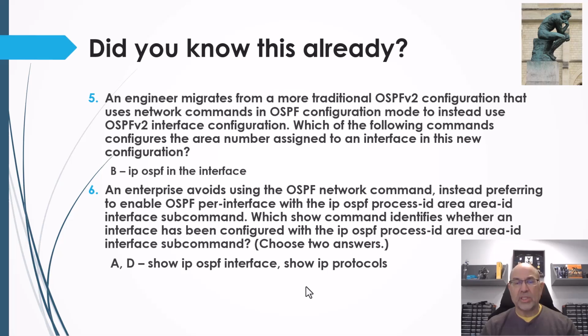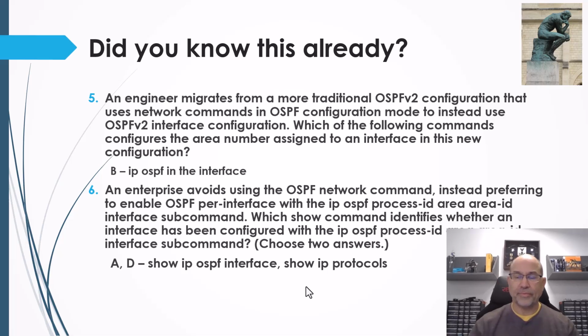Question number 6 is similar, right? We're going away from the OSPF network command, and we're going to do it per interface. Which show command identifies whether an interface has been configured with the OSPF process ID? Well, if you now do the show ip ospf interface command or show ip protocols, which will show the interfaces that are involved, those two will give you the details you need about the interfaces.